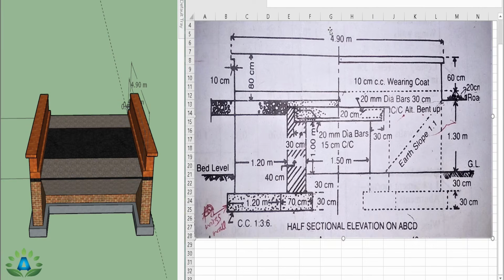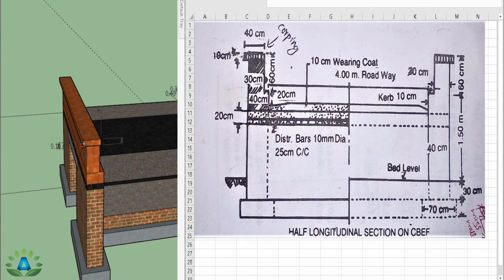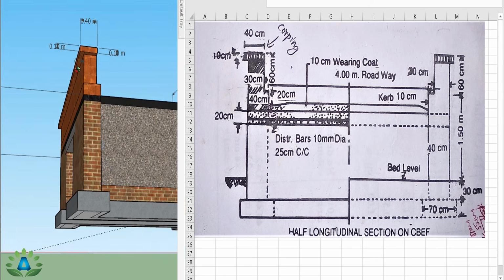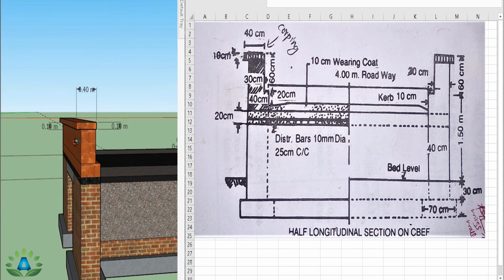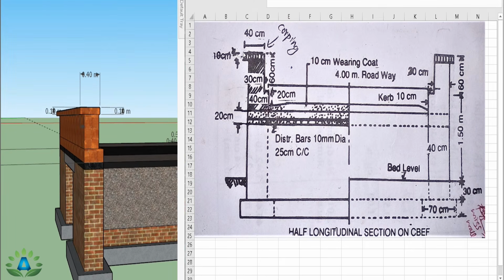That means this length is 4.9 meter from this side up to this side. So I can write the length equals 4.9 meter. Now we are going to do pointing on all these top sides, these edges, and also this projection. So we have this total length 4.9 meter, and we have this width of this coping from the top 0.4 meter. That means this portion is 0.4 and this side portion is 0.1 meter, and here also 0.1 meter, and this small projection is 40 centimeter wall minus 30 centimeter wall equals 10 centimeter.